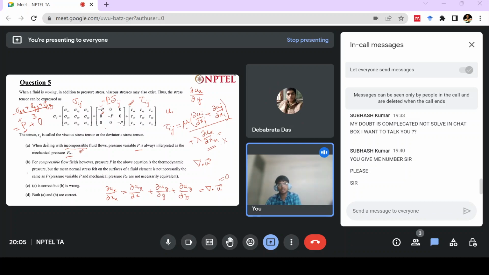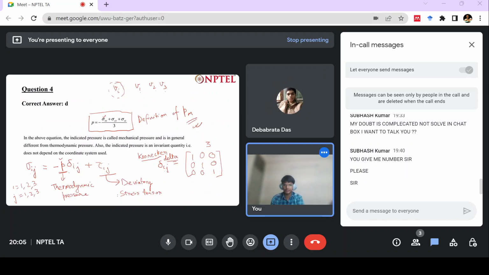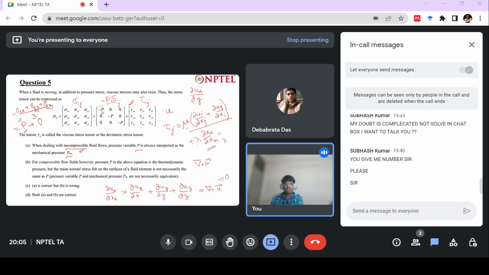This is also thermodynamic pressure, by the way. Definitely, this is thermodynamic pressure. That's what we discussed first. Then we discussed this. So here, P is also thermodynamic pressure. Here, the mechanical and thermodynamic parts will be the same. Okay.